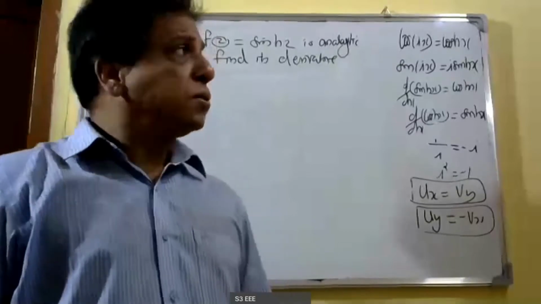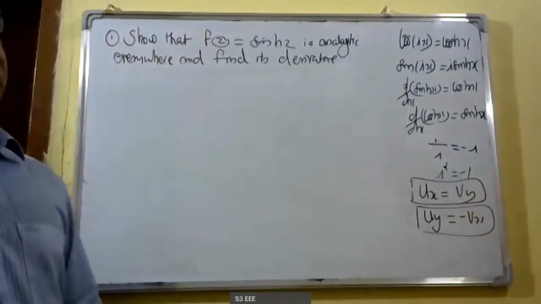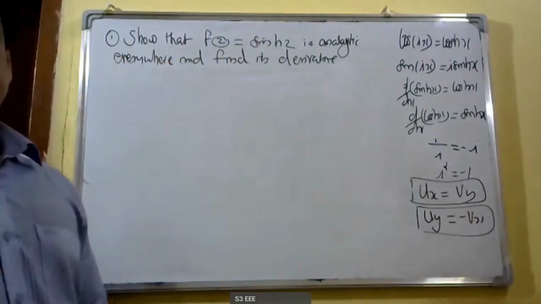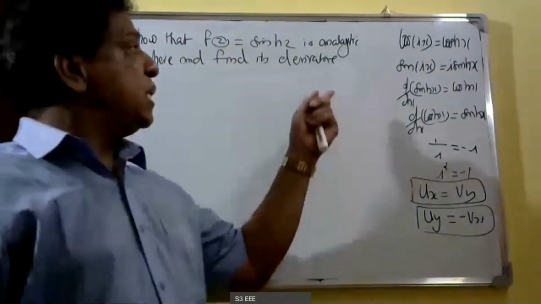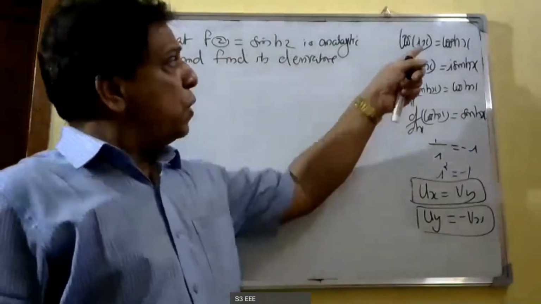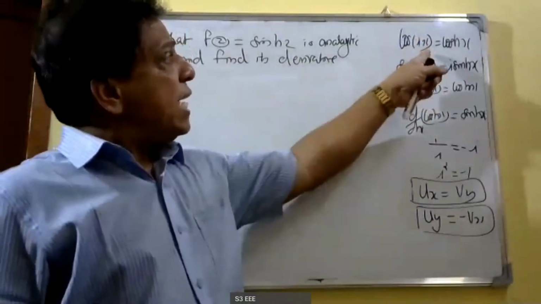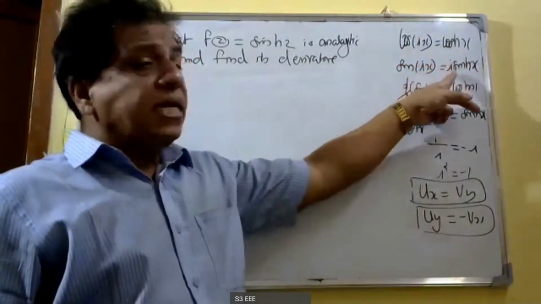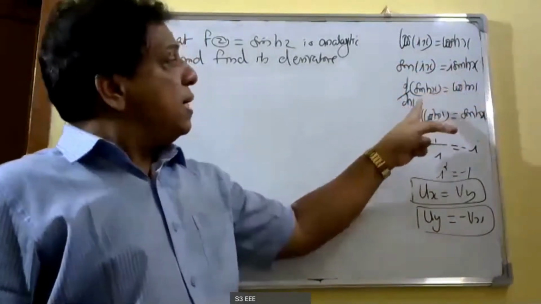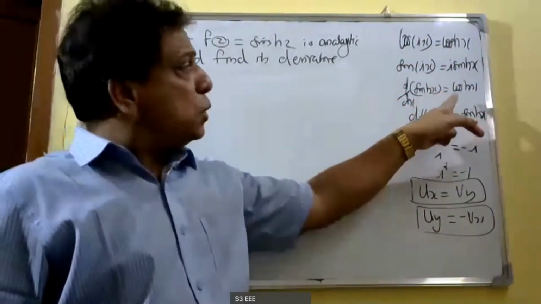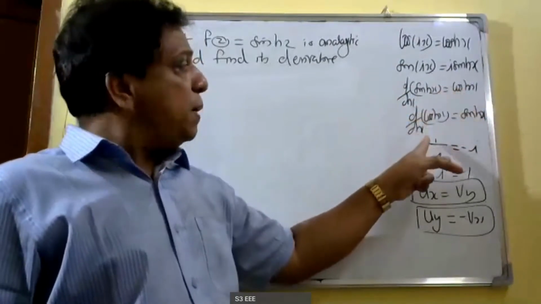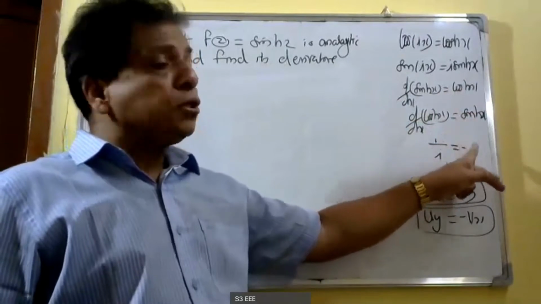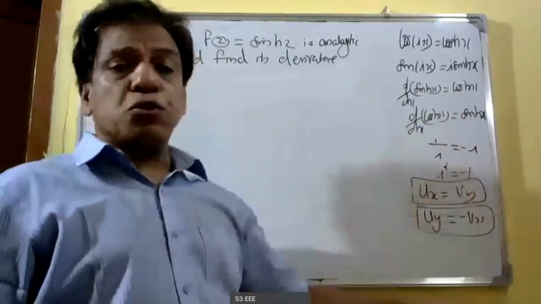Good morning, students. Today we'll discuss another function: f of z equal to sinh z is analytic, and we have to find its derivative. We should know the results: cos ix equals cosh x, sin ix equals i sinh x, d by dx of sinh x is cosh x, d by dx of cosh x is sinh x, 1 by i is equal to minus i, i square is equal to minus 1.